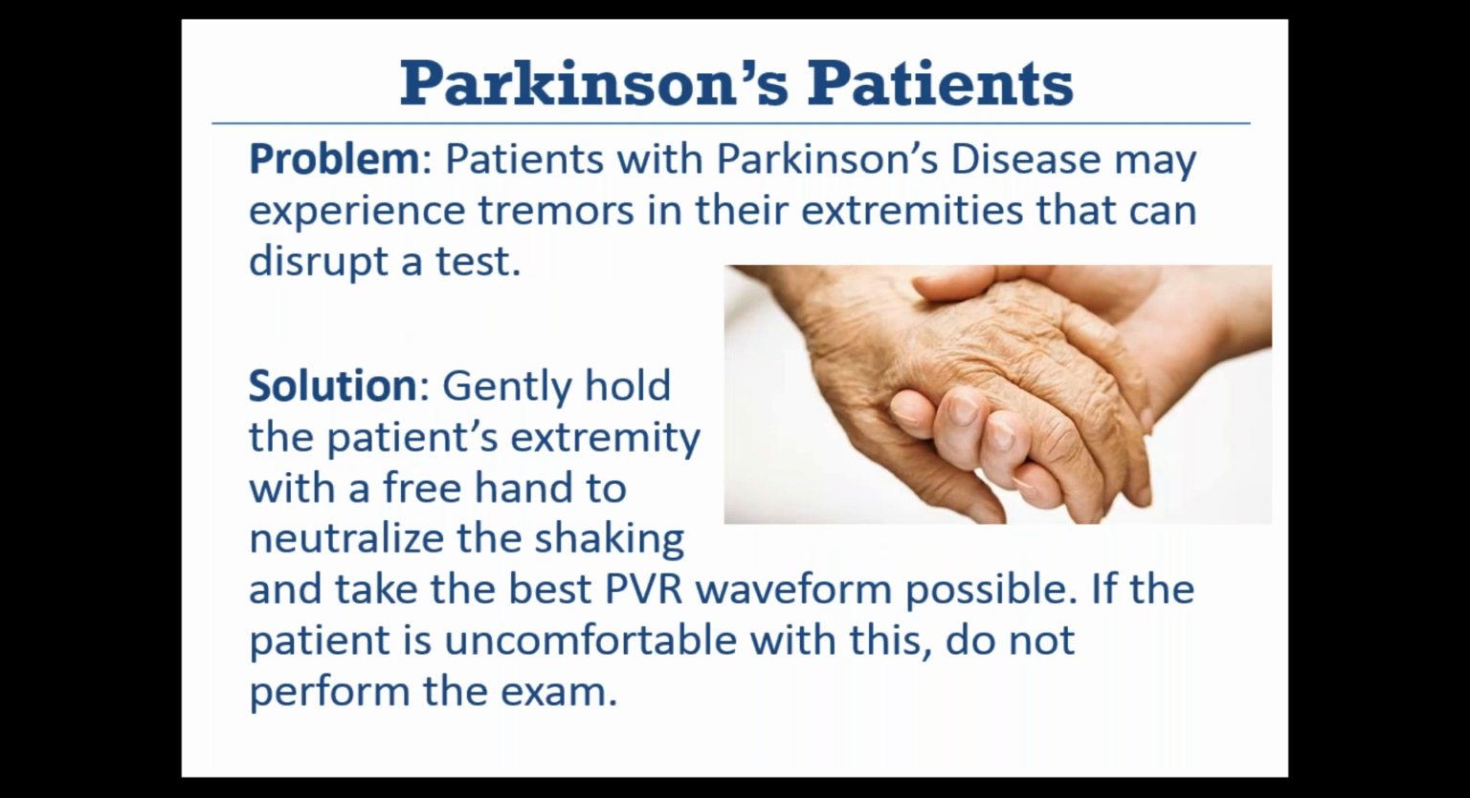Parkinson's patients have often experienced tremors in their extremities that can disrupt the test. The test is sensitive to motion, and so those tremors can disrupt the test. If the patient is comfortable, you can simply use your free hand to gently hold the patient's extremity to minimize the shaking as much as possible so you can get the best possible testing data. If the patient's uncomfortable with that, then simply don't perform the exam.